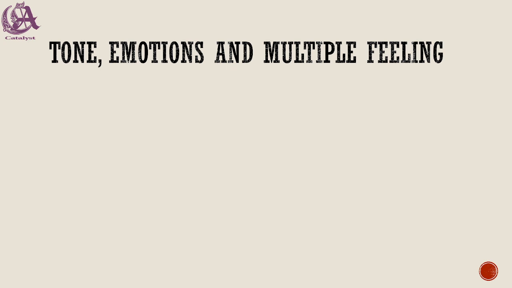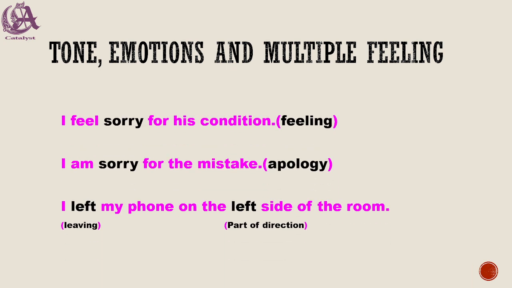Let's see examples of tones and emotions of certain words which have multiple feelings or meanings as well. I feel sorry for his condition. Here I am talking about a feeling. I am sorry for the mistake. So here a person is apologizing. And left: I left my phone on the left side of the room. So you can easily see that the same word is used and the meanings are different within one single sentence. These nitty-gritty attributes of the English language should be differentiated by the machine.